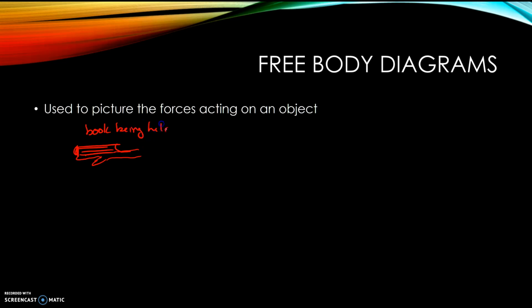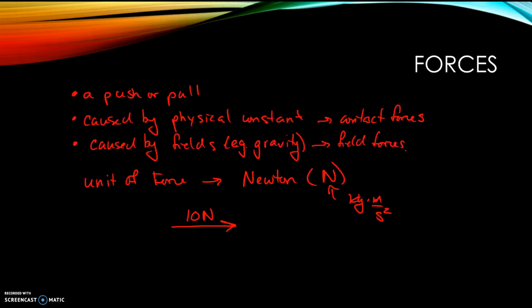Now, the free body diagram for this, we're physicists, we're not artists, as you can tell from my picture here. And so instead of drawing the hand and the book and all that, what we'll do is draw a dot, and this dot is going to represent the book. And then I'm going to use vector arrows to represent the forces that are acting on this book. So remember I have two types of forces. I have a contact force and I have a field force.